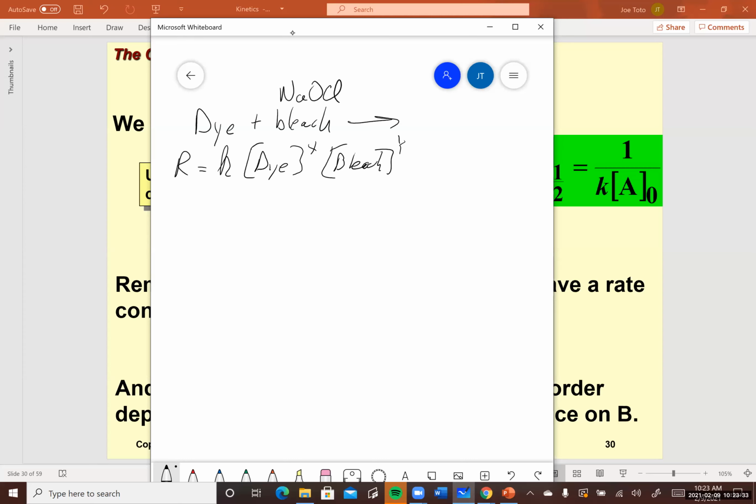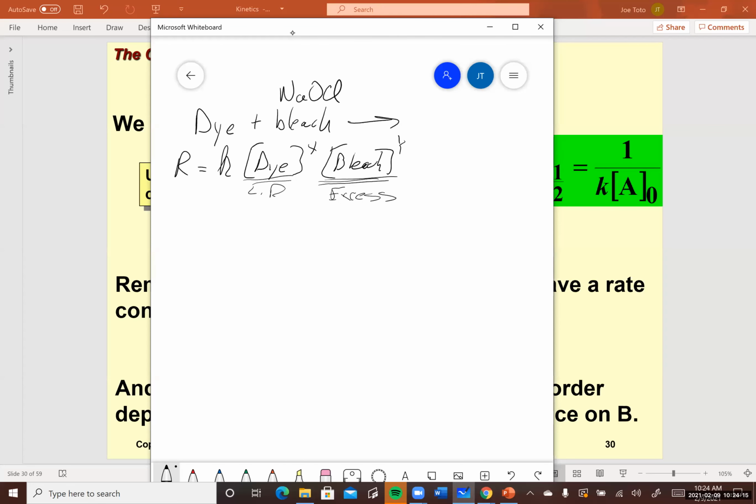Well, what you need to do is read the background section in the lab, because it talks about the method of isolation. And the method of isolation, what it does is it isolates the effect of one of the reactants on rate, so you can use the graphical method. How does it do that? Well, in the experiment, you make the concentration of bleach much larger. This is in excess. And this is the limiting reagent, the dye.